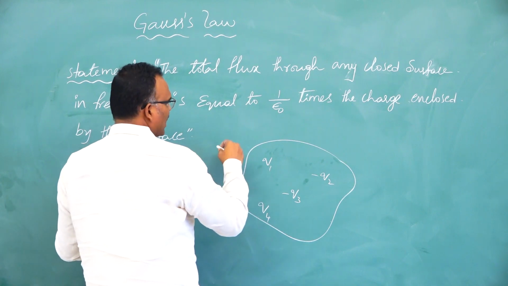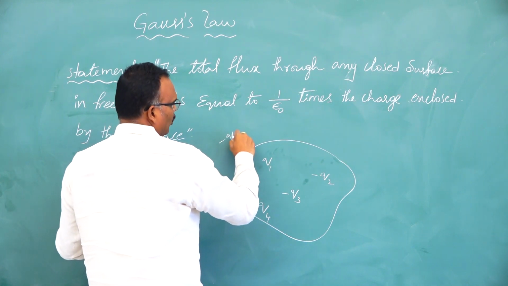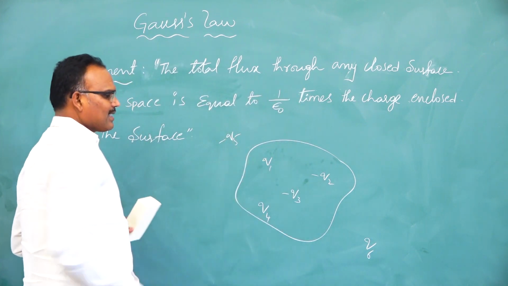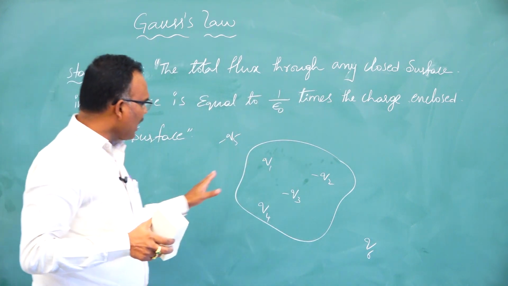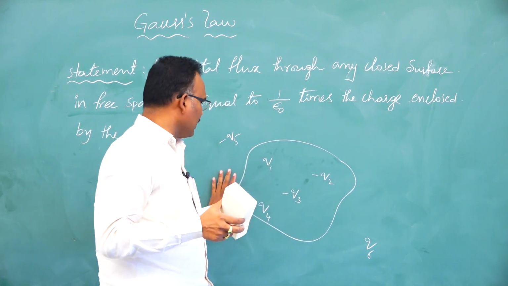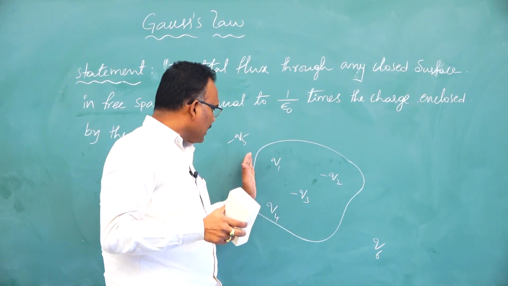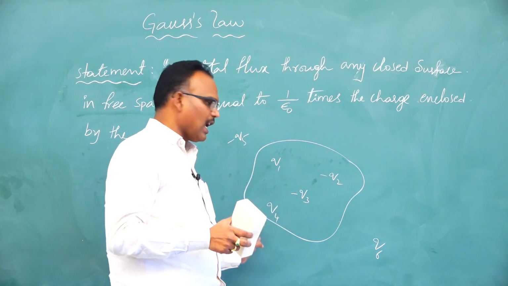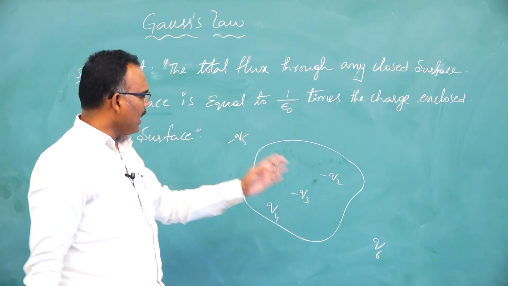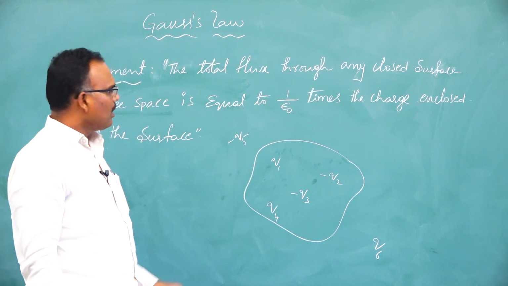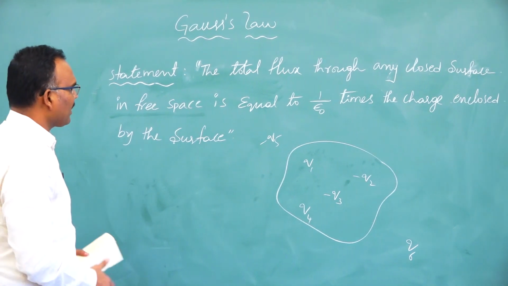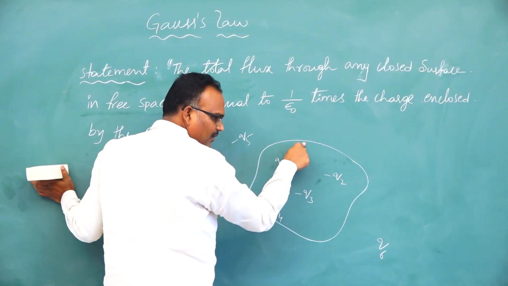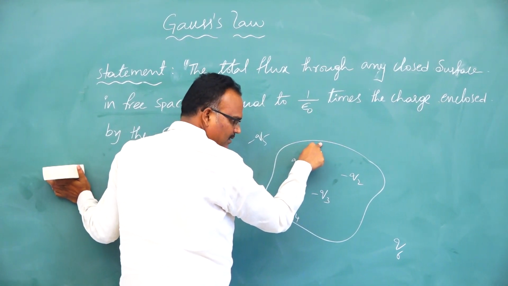I will take a few more charges outside. For example, say this is Q5, this is Q6. Like that, charges are there here, but I have selected a Gaussian surface of this one. Within the Gaussian surface, we have only 4 charges: Q1, Q2, Q3 and Q4. Q5 and Q6 lie outside. According to this statement, the total flux through any closed surface, that closed surface is called a Gaussian surface.